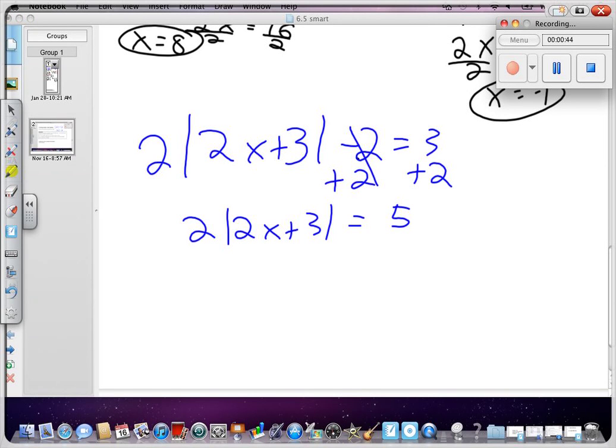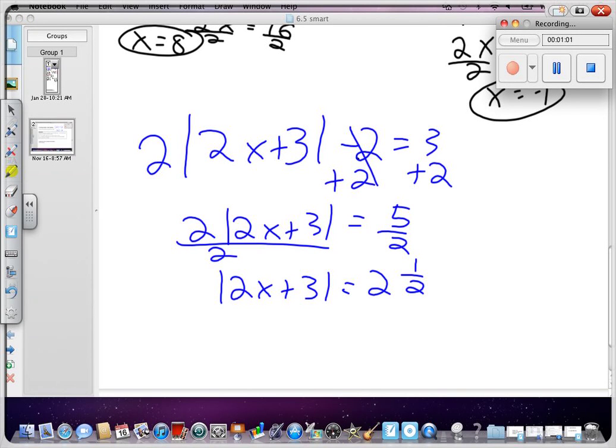And then what am I going to do? You could distribute, but I would just divide and get rid of the 2. And I get the absolute value of 2x plus 3 equals 2 goes into 5 2 times with 1/2 left over, or we like decimals better, right? 2.5. That's confusing. So you wouldn't divide 2 by the absolute value. That's too hard. Okay, now I'm going to separate it.